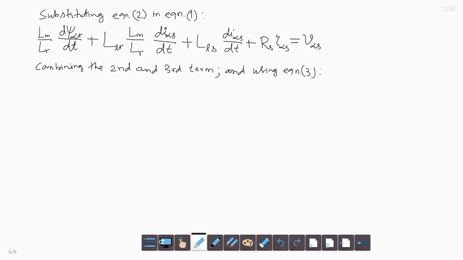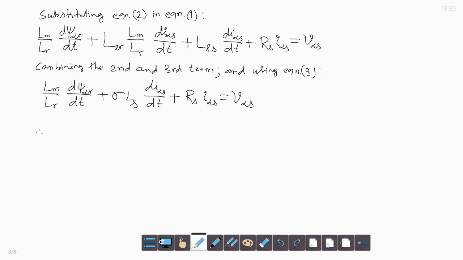We have Lm by Lr into d psi alpha r by dt. Second and third term combination is sigma into Ls, that is how we have derived in third equation, sigma into Ls into di alpha s by dt plus Rs into I alpha s equal to V alpha s.